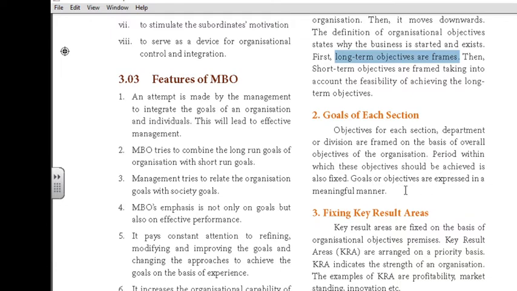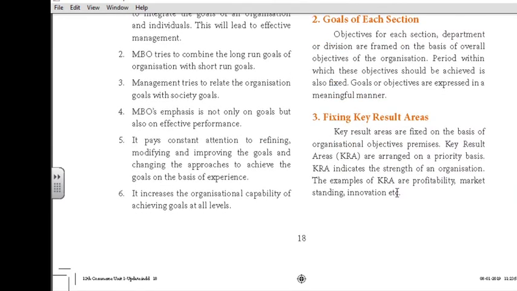Goals or objectives are expressed in a meaningful manner. Next, key result area. How to achieve this key result is fixed on the basis of organizational objective premises. What work we do depends on the business. For a small size business, they achieve objectives according to their size. If it is going to be a long run business with a high profit motive, a big business will achieve its goal according to its key result area. So KRA is arranged on a priority basis. It indicates the strength of the organization.